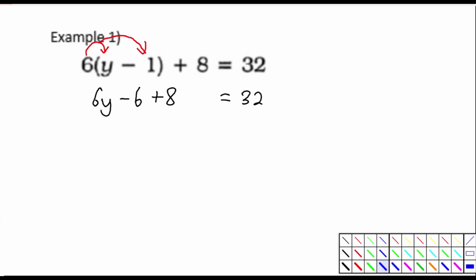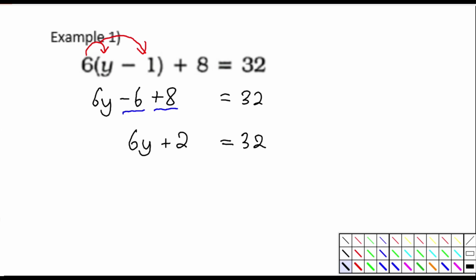But then what you should be looking for is like terms. So I see some like terms. So I see a like term here and I see a like term here. So then I'm just going to combine those two. I'm going to simplify those. So that'll be 6y plus 2 is equal to 32.